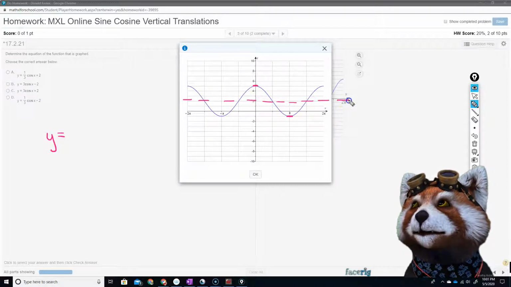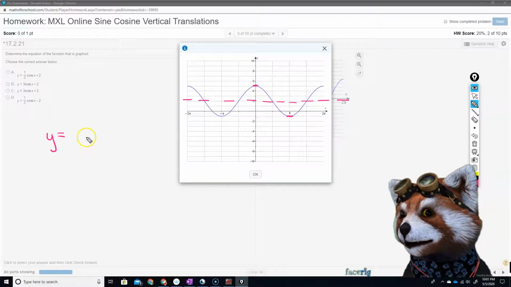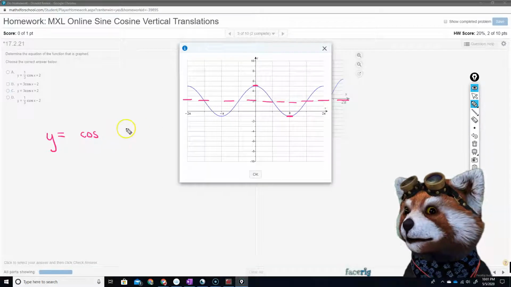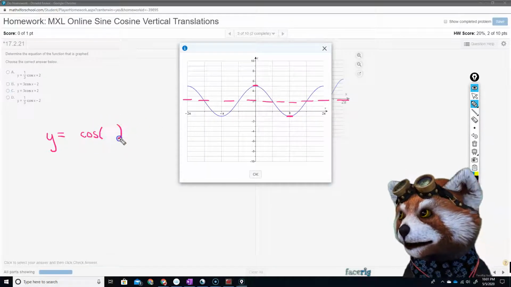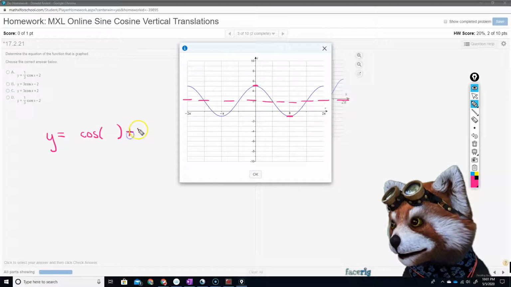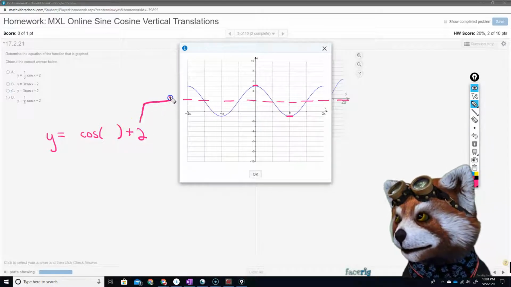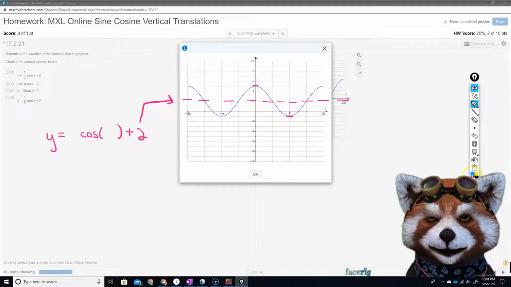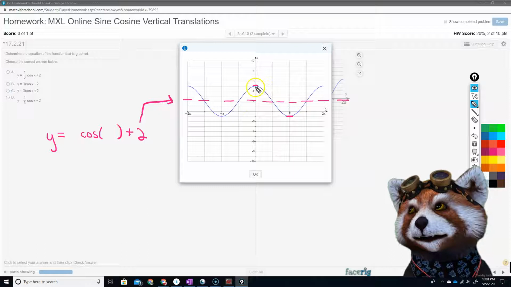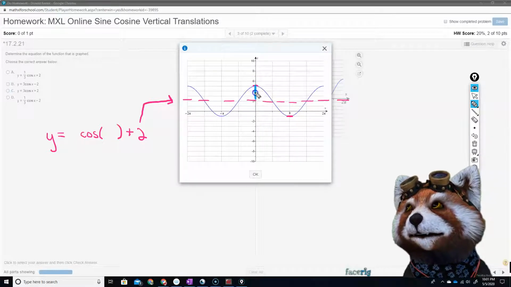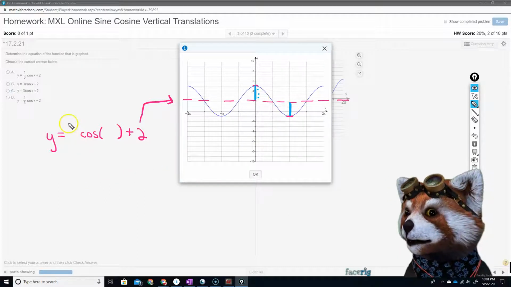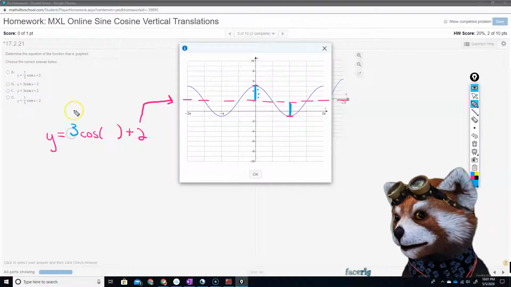So that's at positive 2. So that's 2. All right. Now, if I get my amplitude, that's the distance from the midline to the high point or the midline to the low point. And that's 1, 2, 3. So my amplitude goes right there.